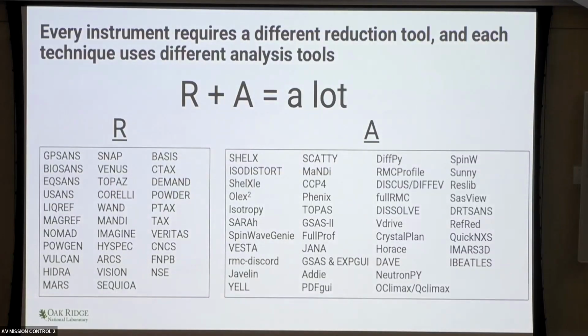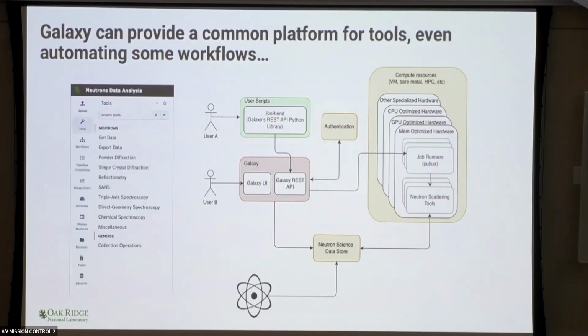So the thing is that every one of those instruments needs a different tool to do the reduction. And each one of the techniques also requires a different set of analysis tools. And so there's a lot. And we wanted to use Galaxy to run some of the reduction workflows and maybe some of the data analysis workflows.